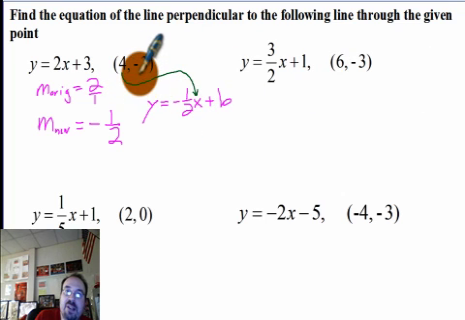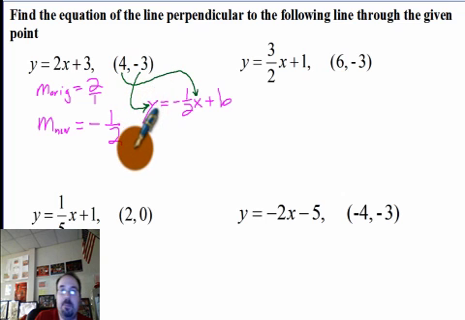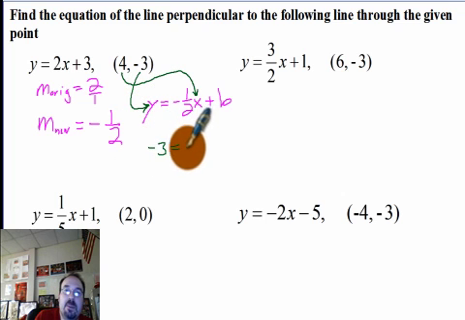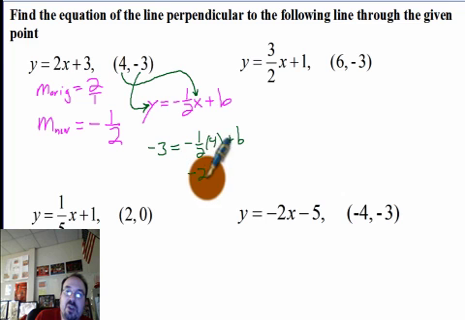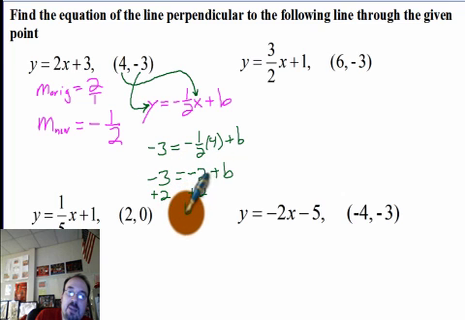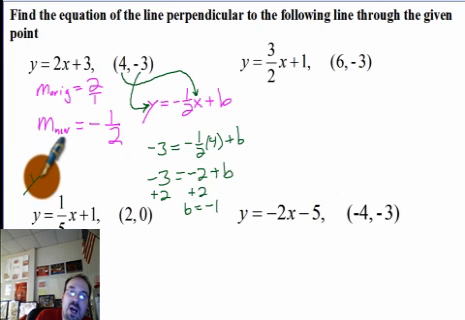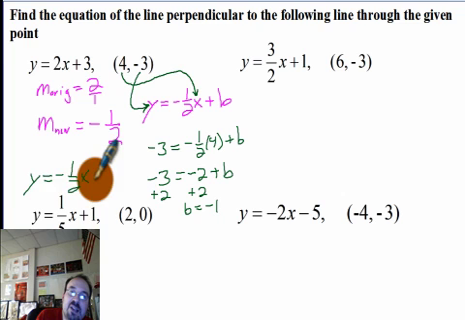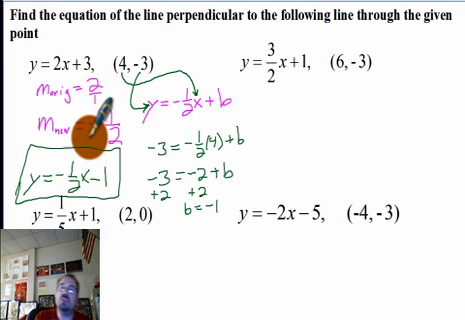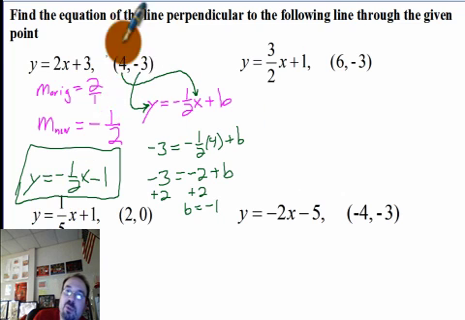We'll plug in 4 for x, and we'll plug in 3 for y. So if I put a -3 here, and if I plug the 4 in for x, I get -1/2 times 4 is -2. And then to get rid of the -2, I have to add 2 to both sides. So I get b equals -1. So my final answer would be y equals -1/2 x minus 1. Alright, and that is a line that's perpendicular to the original line and goes through this particular point.